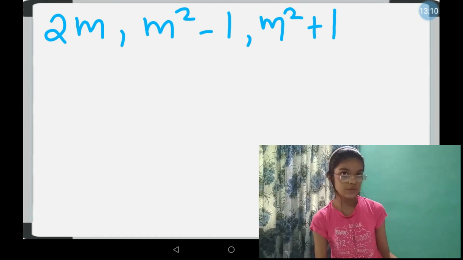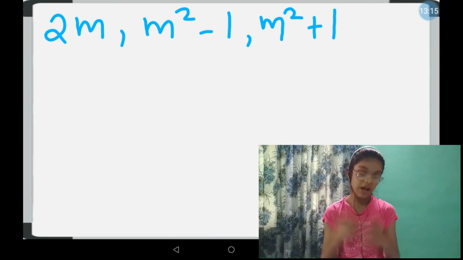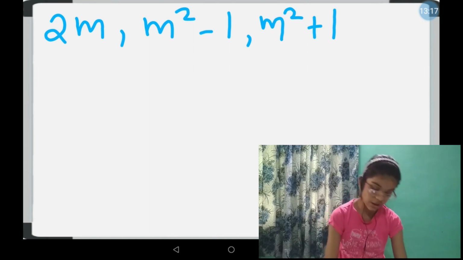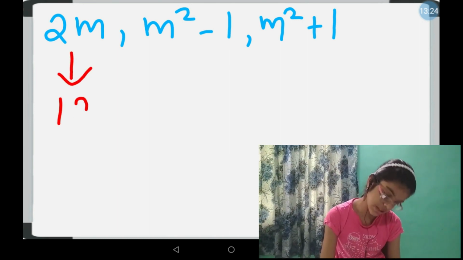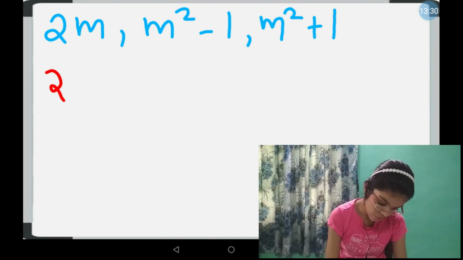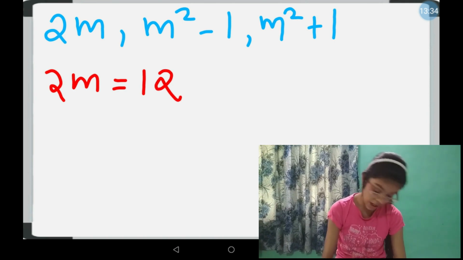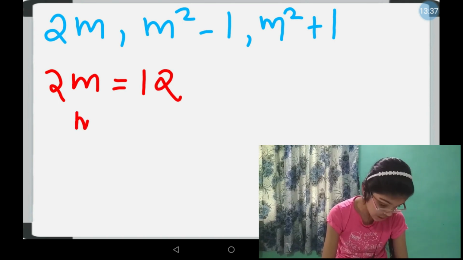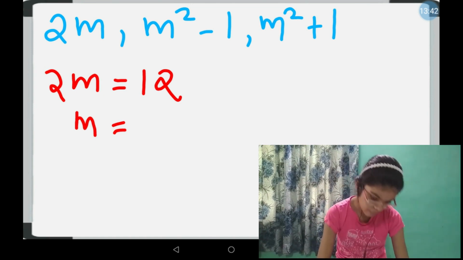But I think I'm going to do 2m because it's much easier for us to find, right? Because if it's m squared minus 1, we have to find the square root, subtract it, and that's going to take a long time. And with 2m, you just have to divide it. So I'm going to take 2m as 12. Now, 2m is 12, so now let's find m in 2 steps. That's why I like to do 2m, because you can find it pretty quickly.